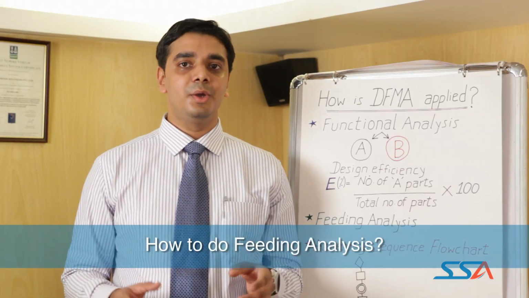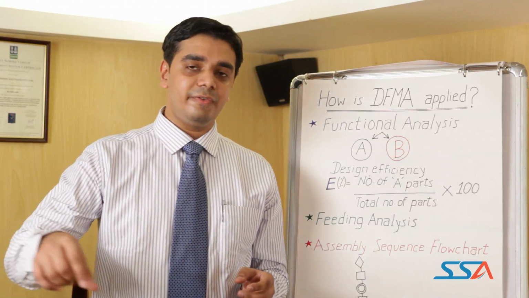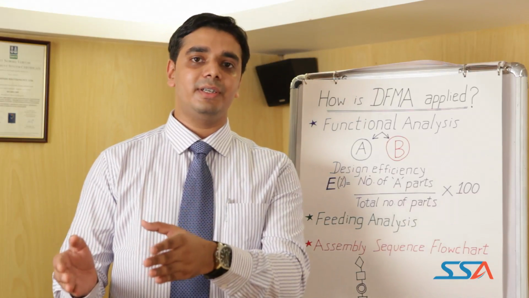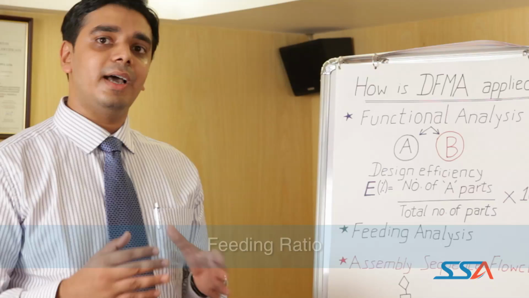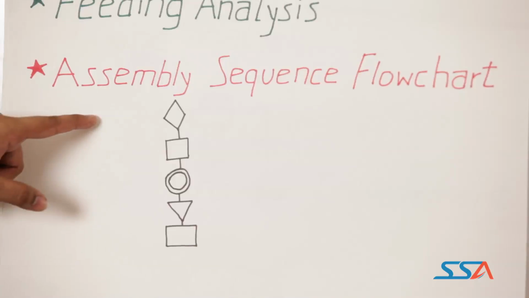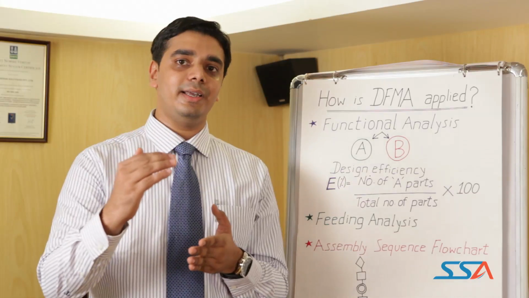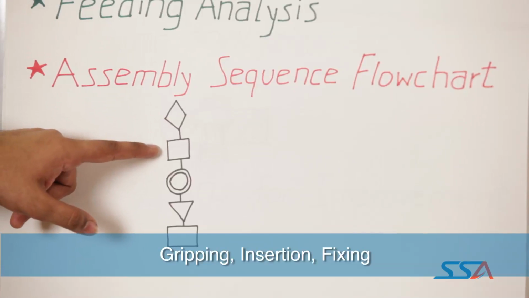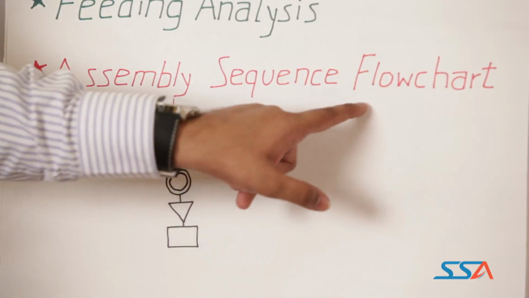Feeding analysis is nothing but the way or the easiness of a component design which is easy to feed through a conveyor or pass on from hand from the point of manufacture till the point of assembly. After having the feeding analysis done, we arrive at a feeding ratio. After calculating the feeding ratio, an assembly sequence flow chart is developed. How is it developed? Many assembly sequences are taken into aspect like gripping, insertion, fixing. Some symbols are prefixed which are given to those assembly sequences, and the assembly sequence flow chart is plotted.